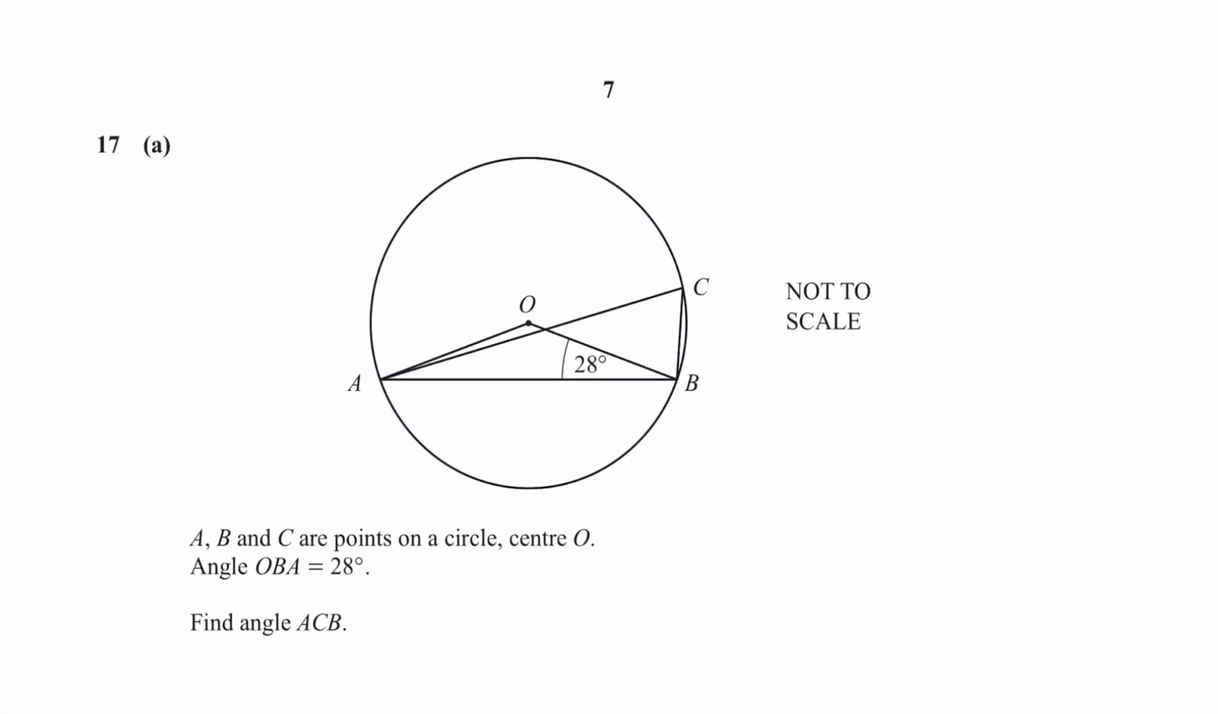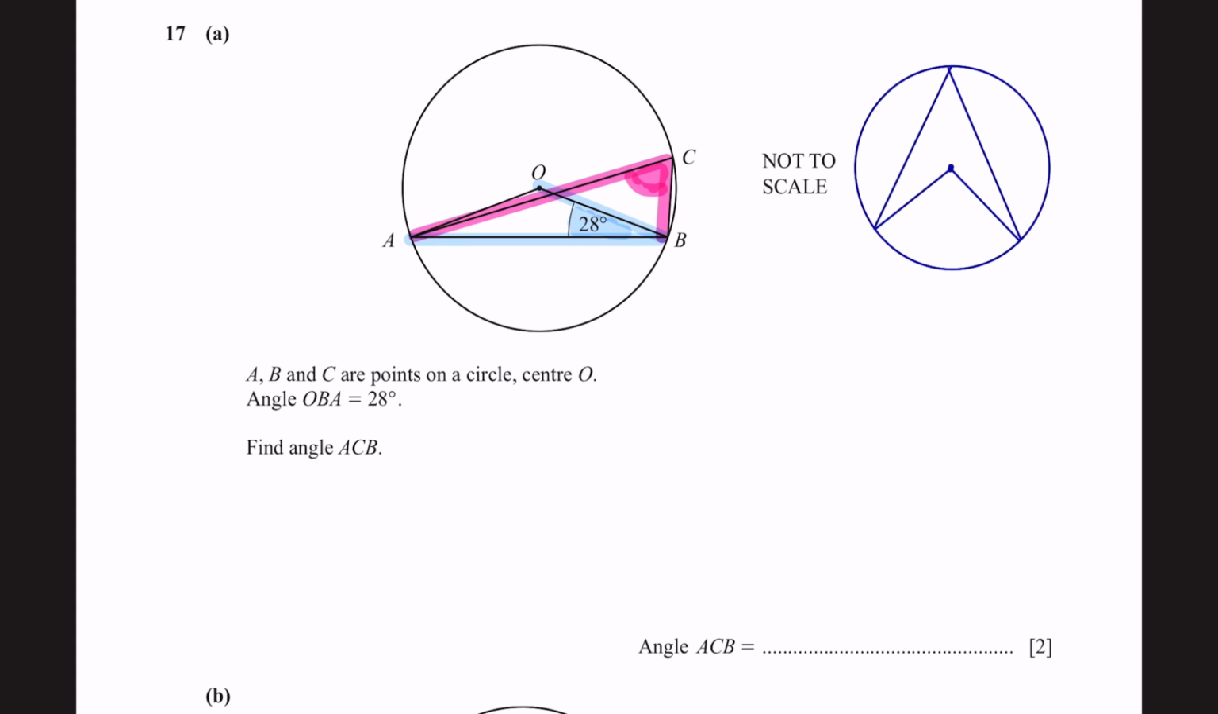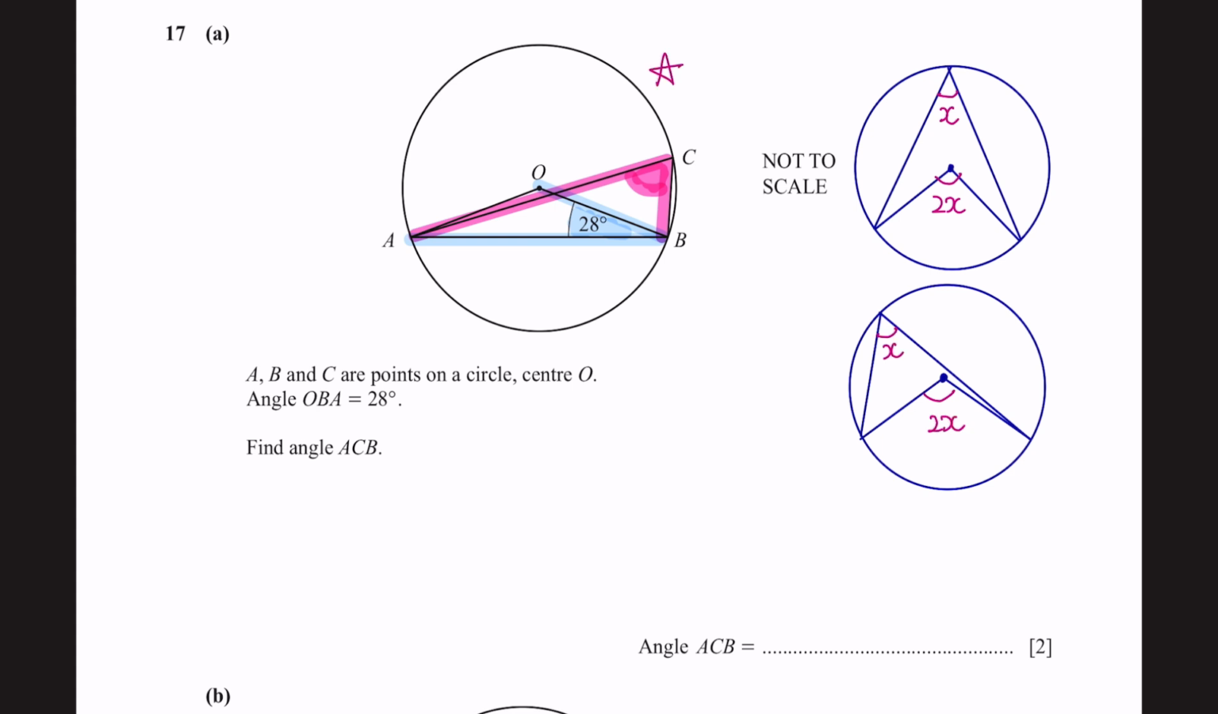Next, question 17, part A. A, B, and C are points on a circle, center O. Angle OBA is 28 degrees. Find angle ACB, this one. According to circle theorem, the angle subtended by an arc at the center is twice the angle at the circumference. And don't get confused, it can also look like this. So this will be 2x and this will be x. So we're going to apply the same rule here. So the angle here will be double the angle over here.